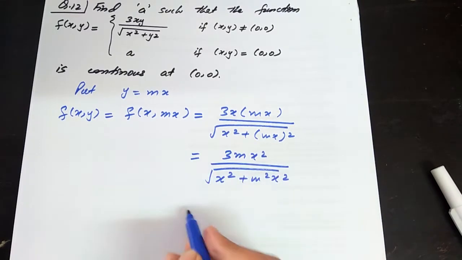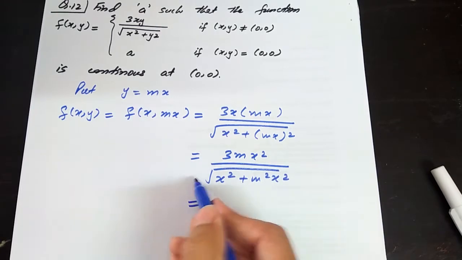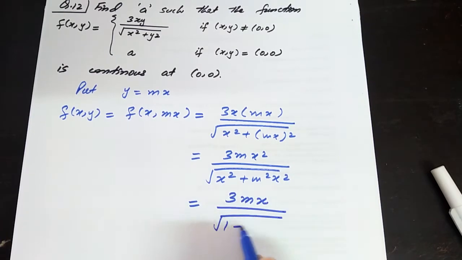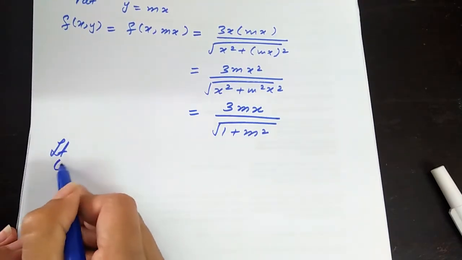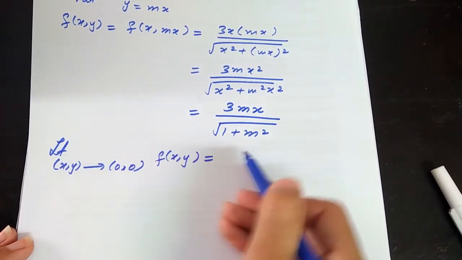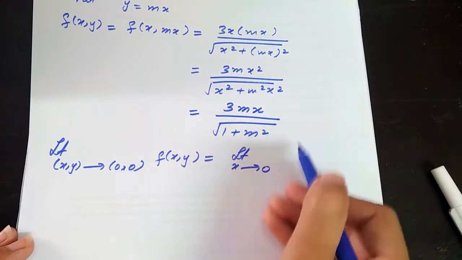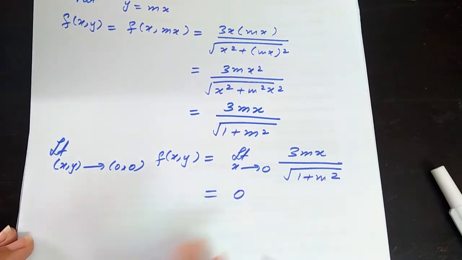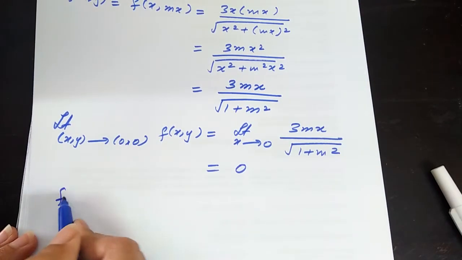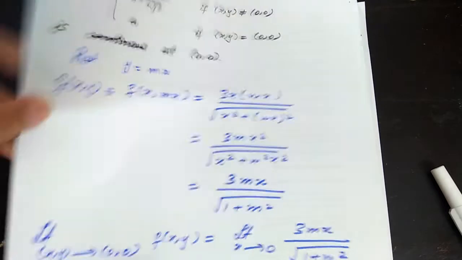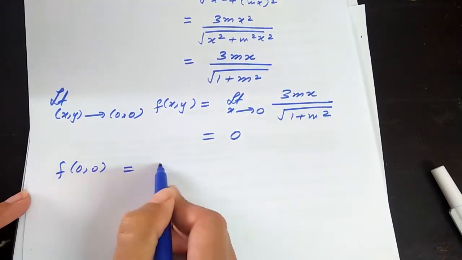We can take this x squared common. It will remain x. x will be cancelled with this one of x. We will be left with 3mx over under root 1 plus m squared. Now apply the limit on it. We will get limit (x,y) approaches (0,0) of f(x,y), that will be equal to limit x approaches 0 of 3mx over under root 1 plus m squared, that is equal to 0. And if we take the direct value of the function at (0,0), that will be equal to a. So f(0,0) is equal to a.